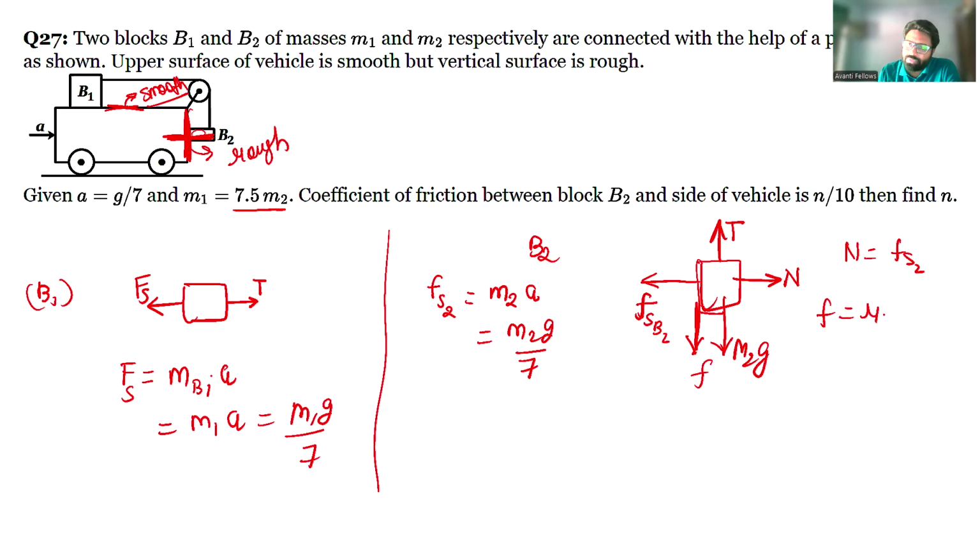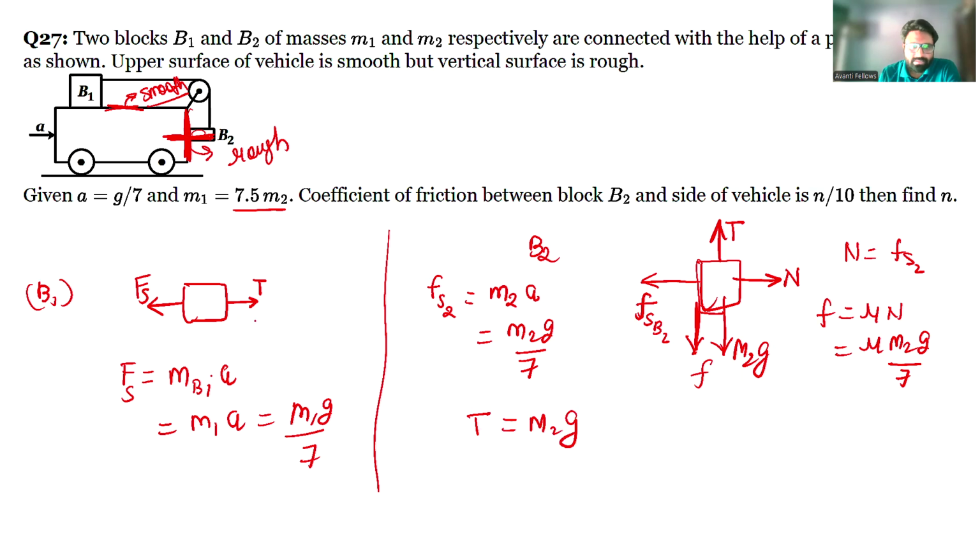Frictional force is given by mu into N. Mu we have to find out. N is what? Fs2. Fs2 is m2. So mu m2g by 7. Now for equilibrium condition, vertical forces are also 0. So T is equals to m2g.